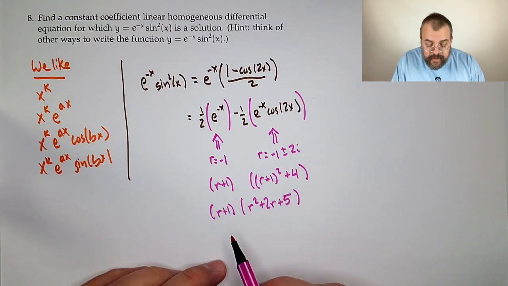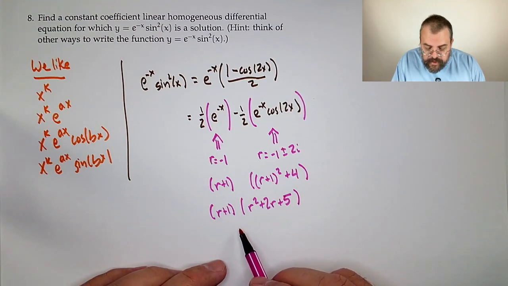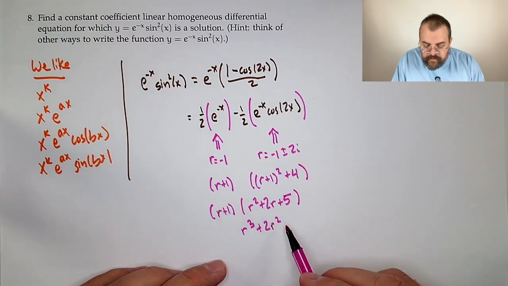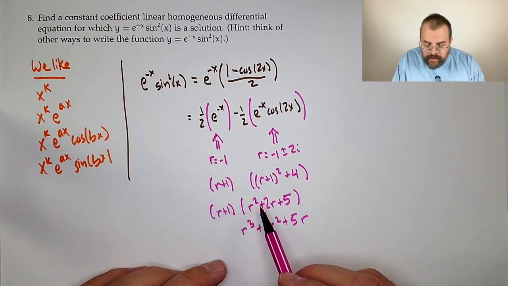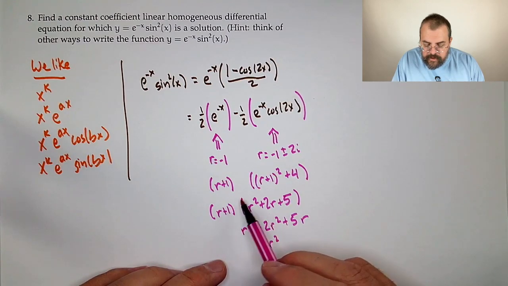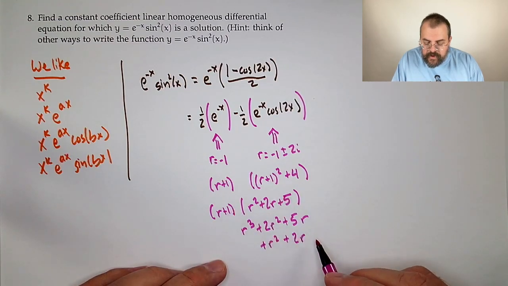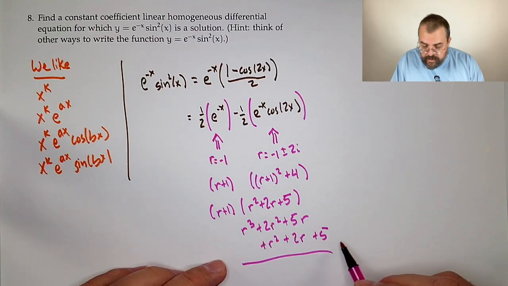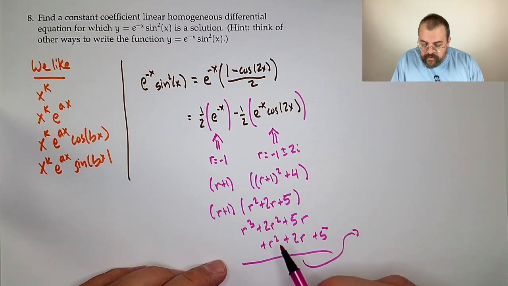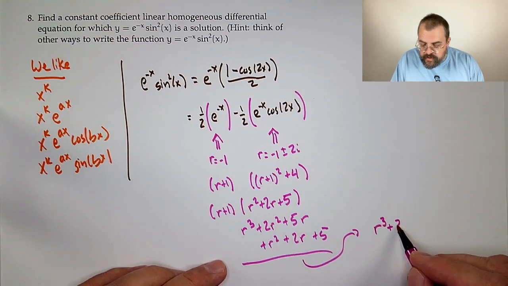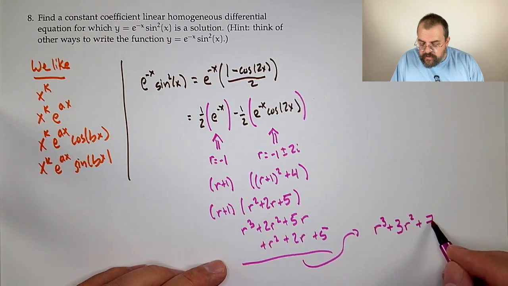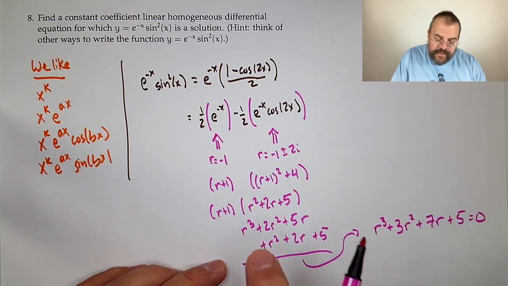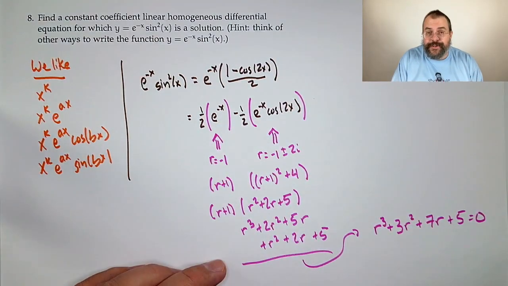And now we expand again. So r times r squared is r cubed. r times 2r is 2r squared. r times 5 is 5r. 1 times r squared is r squared. 1 times 2r is 2r. 1 times 5 is 5. Okay, so that leaves us r cubed plus 3r squared plus 7r plus 5. So this polynomial has the right roots, which leads us to these kinds of functions in our solution, and these kinds of functions give us e to the minus x sine squared x.